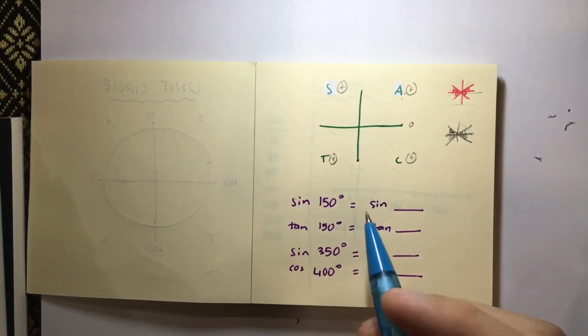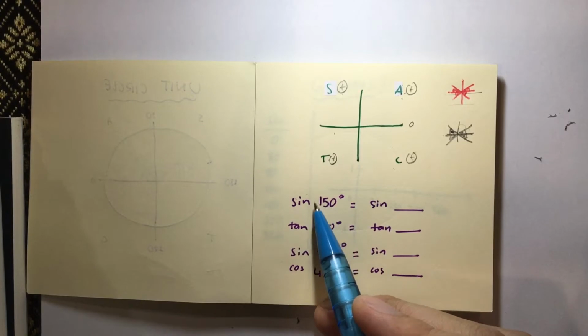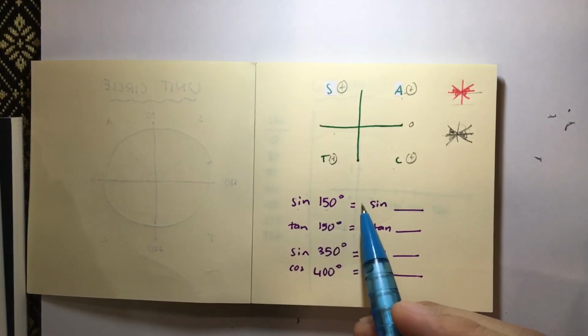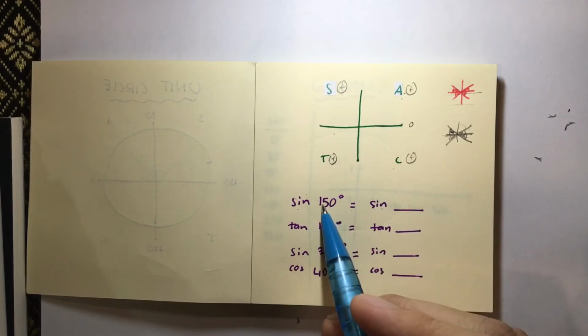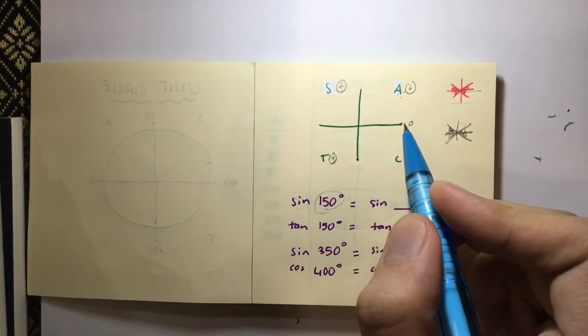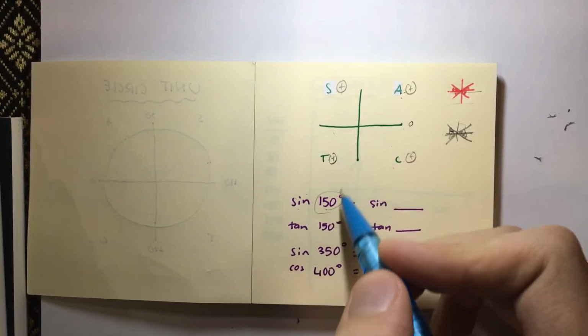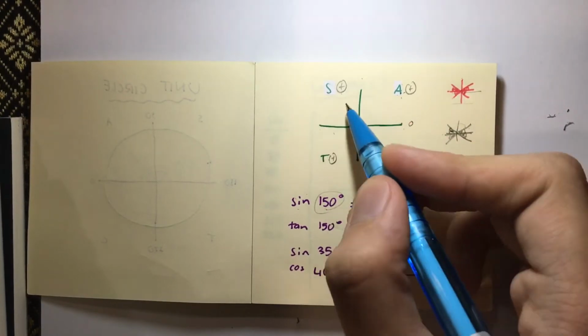Okay, let's test it out. So, I have sine 150. How do I find what sine it's equivalent to? First, draw this angle. Start from 0 and draw 150. 150 is more than 90, less than 180, so let's just say it's here.